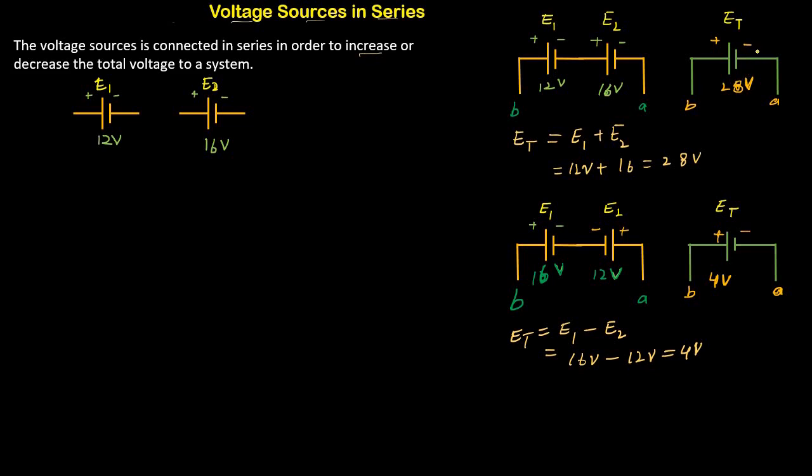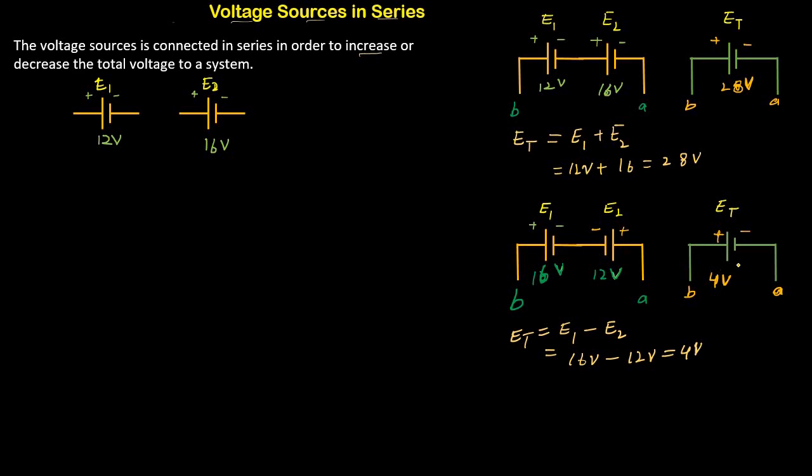So we can take the polarity of this equivalent DC voltage source as the polarity of the larger source in this series combination. So the negative terminal is the A terminal and the positive terminal is more dominant towards B. Now for this other case, we can also take the equivalent voltage source of these two voltage sources between points A and B, which is 4 volts.